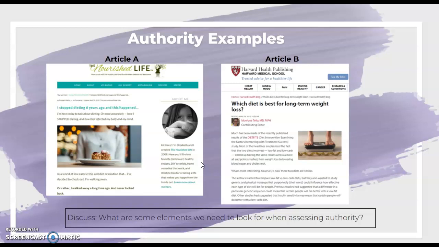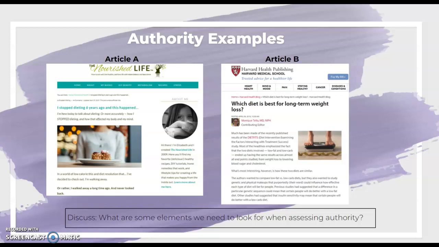On the right, we have Article B, published by Harvard Health Publishing, Harvard Medical School, Which Diet is Best for Long-Term Weight Loss. So we can see that on the left-hand side, we don't really know anything about Elizabeth. We don't know anything about her credentials or her education. We don't know that she's an expert. We have no knowledge of whether we should trust her or not. The website itself looks like it's a blog published by her, and there aren't really any links that explain where she's getting any of her information.